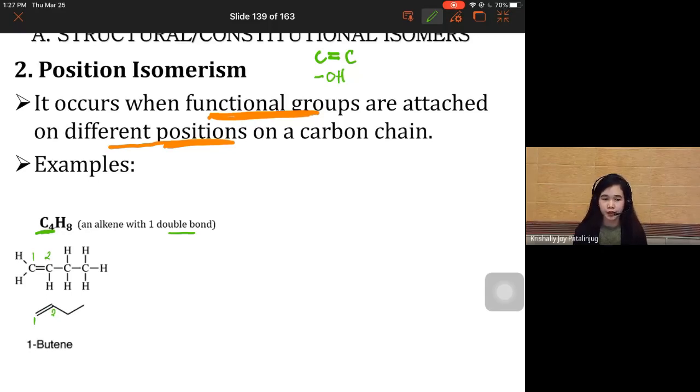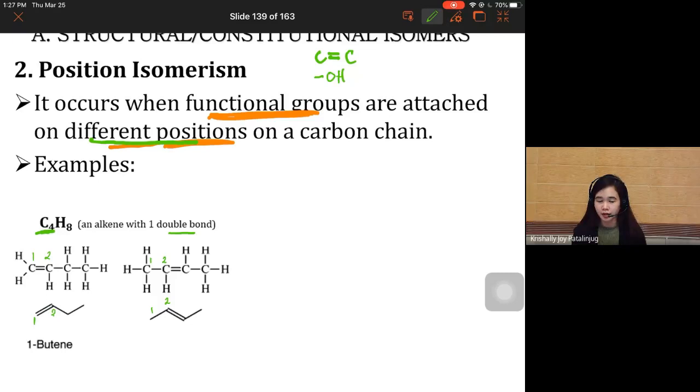What is the possible position isomer of 1-butene? It says a different position of the functional group. So simply move the double bond. This is carbon 1, this is carbon 2. When the double bond is on the second carbon, that is already a different structure.